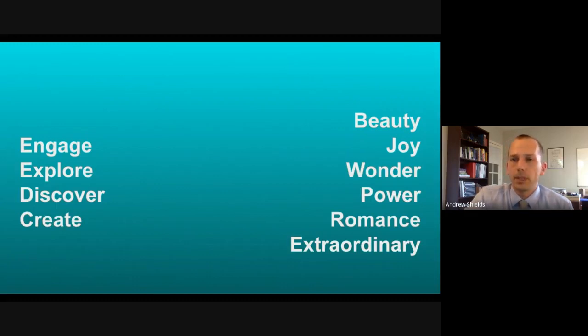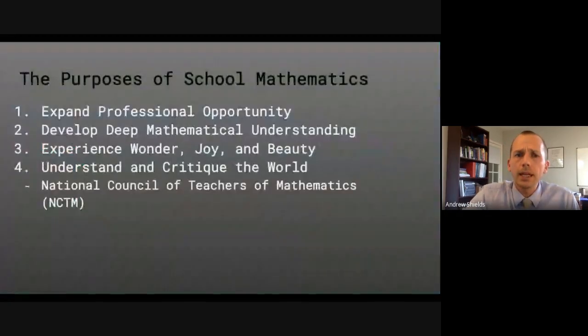But that purpose, expanding professional opportunity, is made easier by developing deep understanding. Developing that deep understanding is made easier by providing students the opportunity to really engage with the mathematics, to discover, to explore, to create when they're doing math. And that will naturally lead to students experiencing beauty, joy, wonder, power, romance, and the extraordinary nature of mathematics. And now that takes us to our fourth purpose, understand and critique the world.